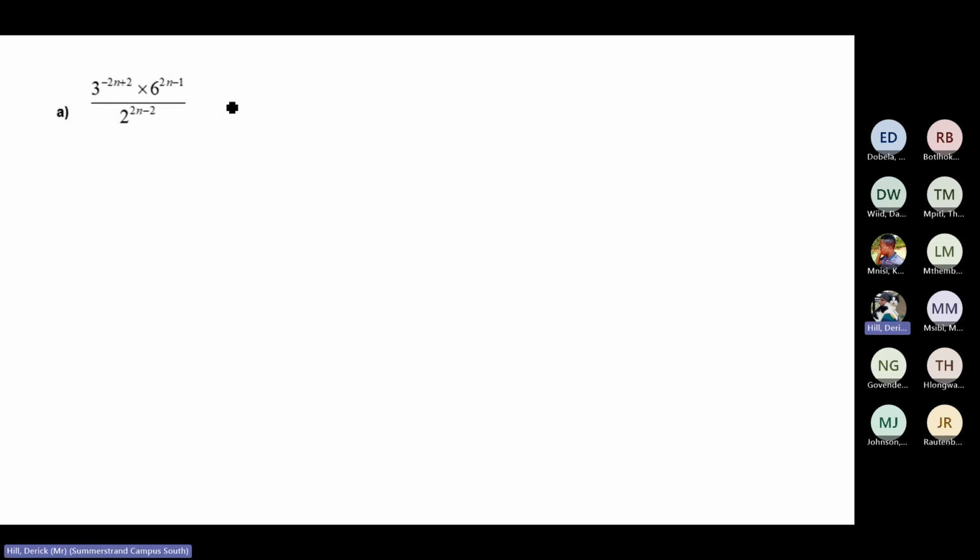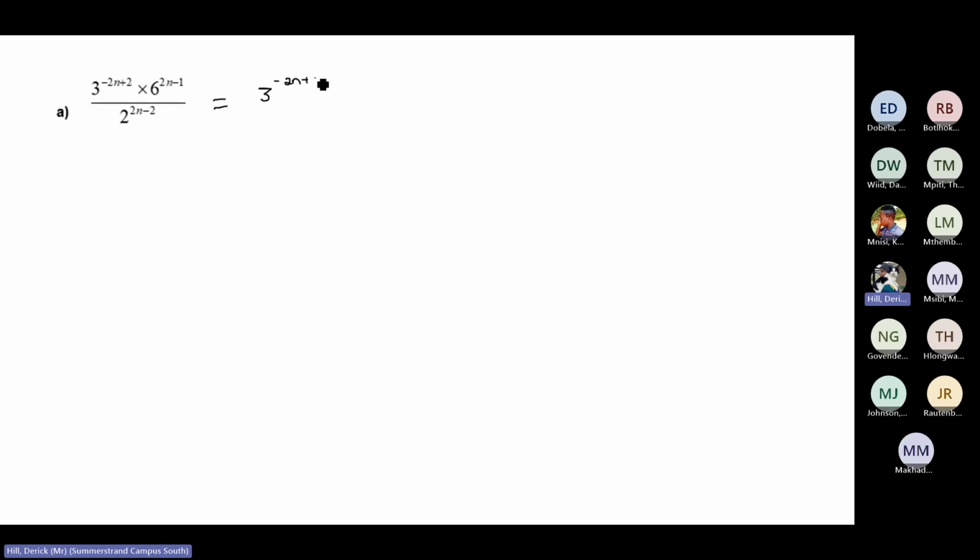Okay, so what we're going to be using here is our exponential laws quite a lot. So first of all, I'm just going to rewrite this 3 to the power of minus 2n plus 2. Now, I'm sure we all know that 6 is actually 2 times 3. And we have a 2 here and a 3 here, so it might be better to decompose this into a 2 and a 3, and that's all over 2 to the power of 2n minus 2.